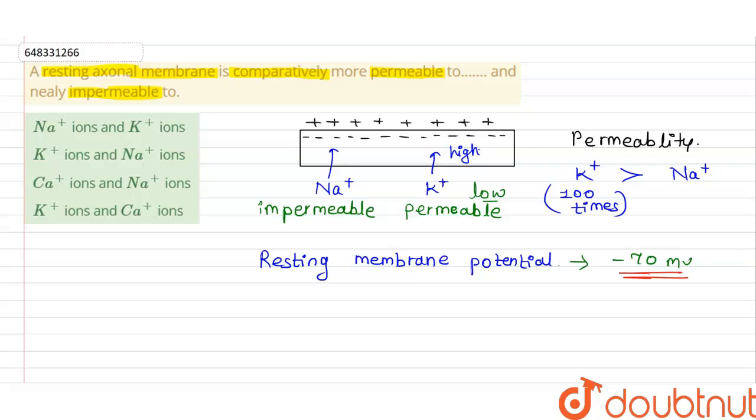This is the RMP normal condition that is provided, and here we understand which is permeable and which is impermeable. So the option that says permeable to potassium ions and impermeable to sodium is the second option. That's why our answer will be option number 2.